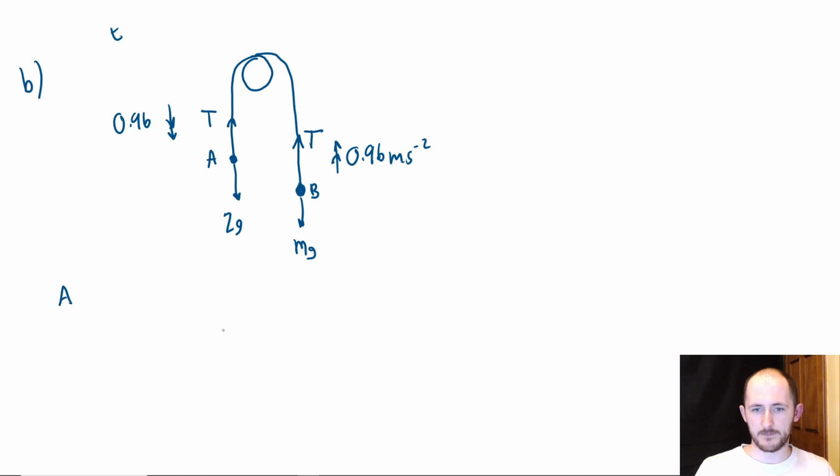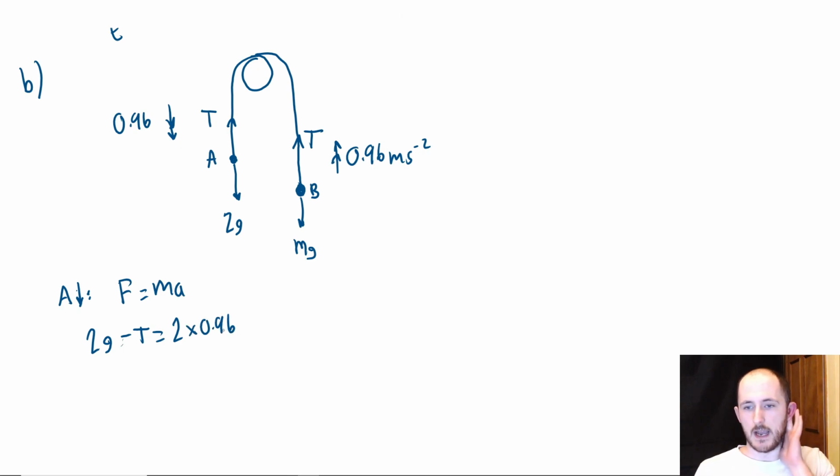So for A, I'm going to take downwards as positive, and we're going to use the equation F is equal to ma, which we have done a video on previously, but this just means that the resultant force is equal to mass times acceleration. So since I'm taking downwards as positive for A, we're going to have 2g minus the tension is equal to 2 times A, which is 0.96.